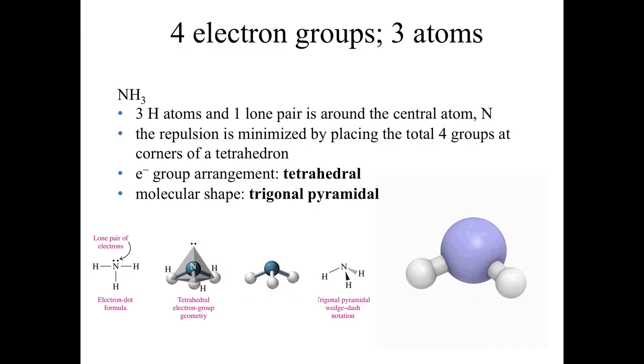So again, when it comes to 3D shapes, it gets a little bit complicated and hard to draw. So we like to use the wedge dash notation, where a flat line represents something that's in the plane. A wedge here means the hydrogen is coming at me, and a dash means the hydrogen is going away from me.